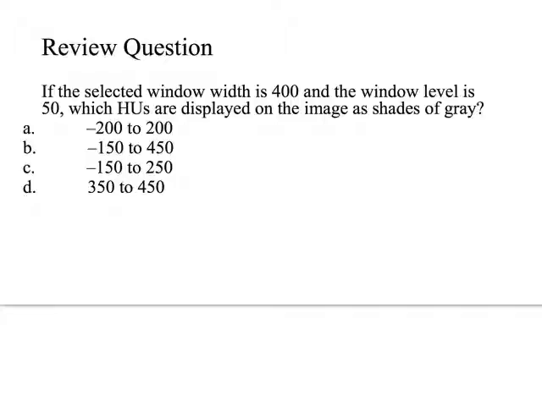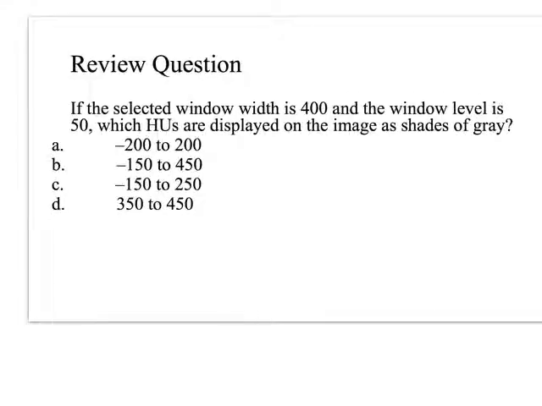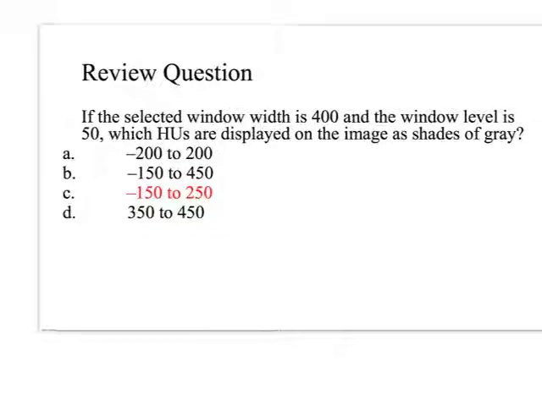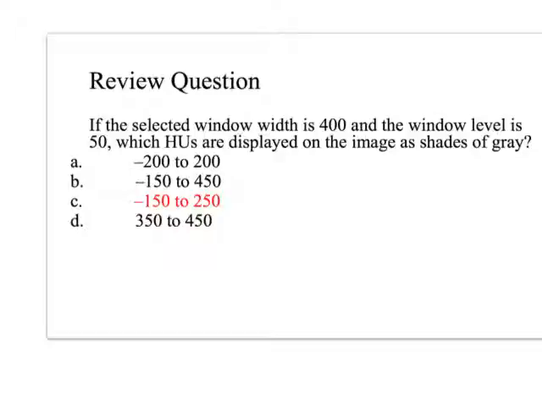So here is a review question going from that. If the selected window width is 400 and the window level is 50, which Hounsfield units are going to be displayed on the image? And the answer is negative 150 to 250. Let's draw that out real quick so I make sure everyone's tracking with us.